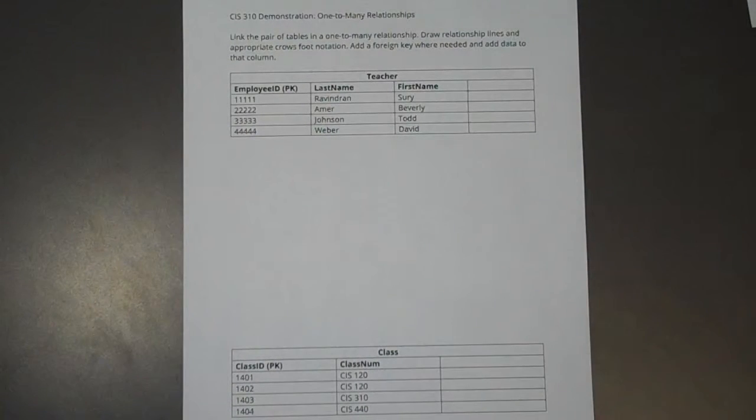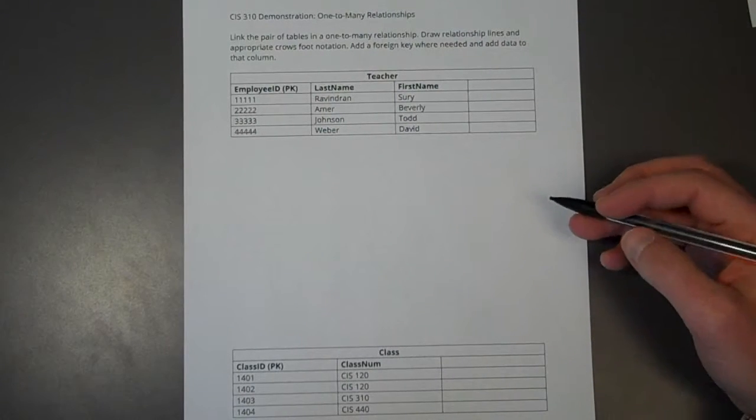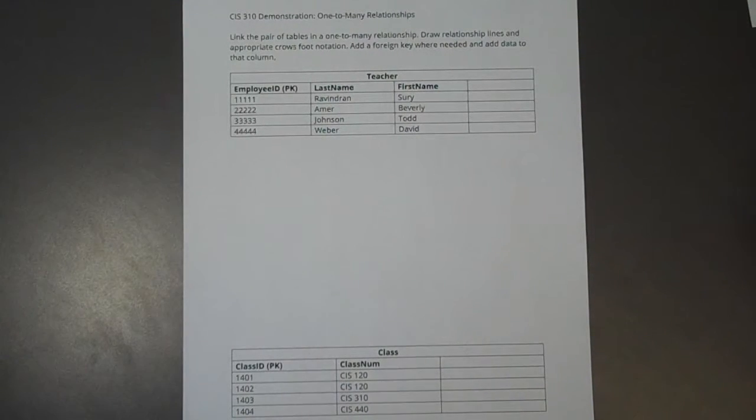I have an example here of two tables that are in a one-to-many relationship, and I'm going to show you how we relate these two tables with a foreign key. So how are these two tables related? Before we even look at the data, we can just think of this in terms of sentences.